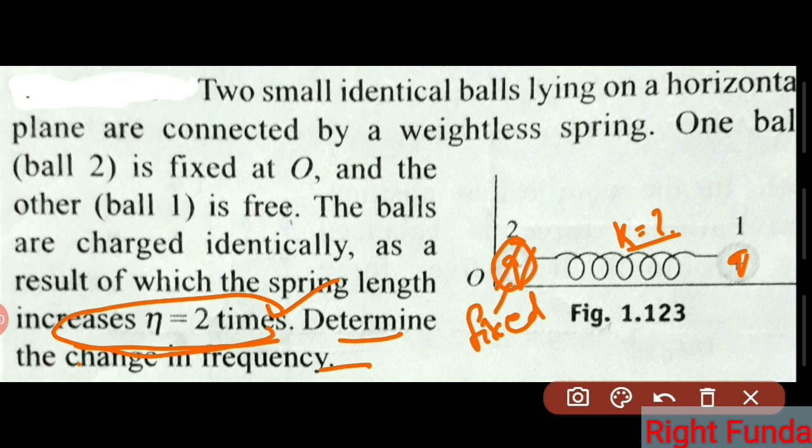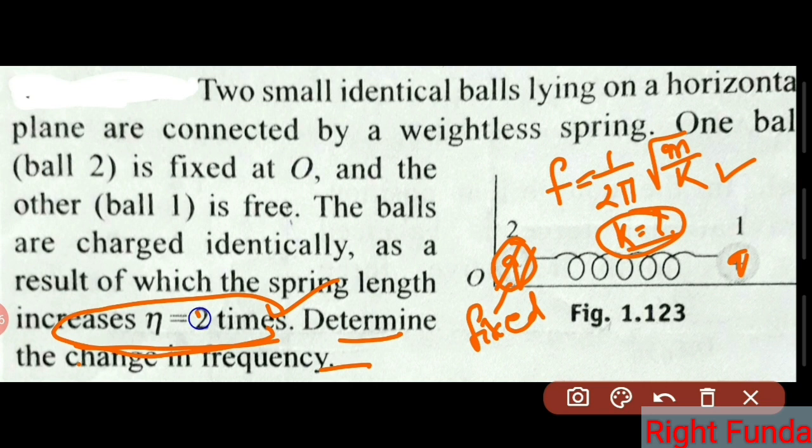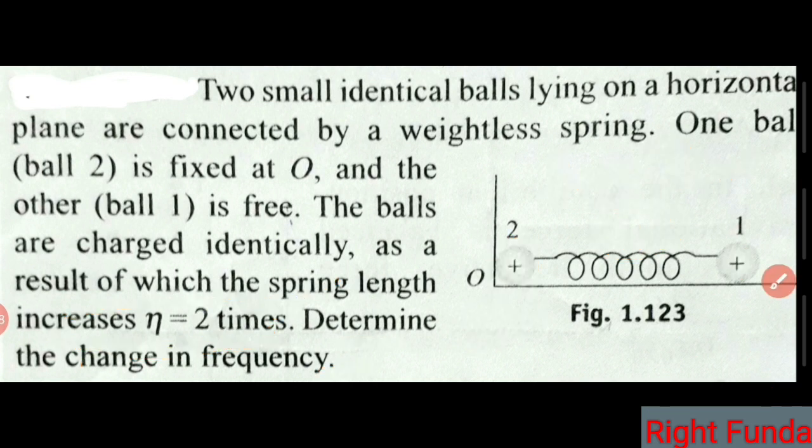Earlier, when it was fixed and moving, it was oscillating with a frequency of 1 by 2 pi under root of k by m. So now, with what frequency will it oscillate? When charges were not there, it was oscillating with this frequency. When charge is there, with what frequency will they oscillate? So our problem reduces to seeing what restoring force will act when charge is there. Second, k is not given and needs to be calculated from this information.